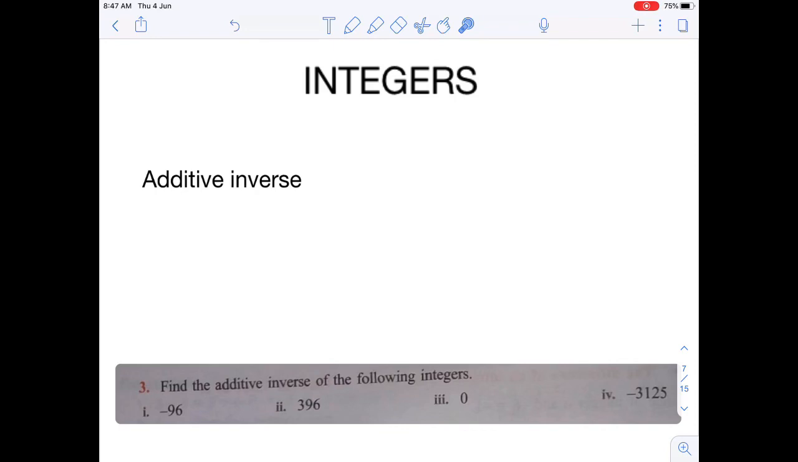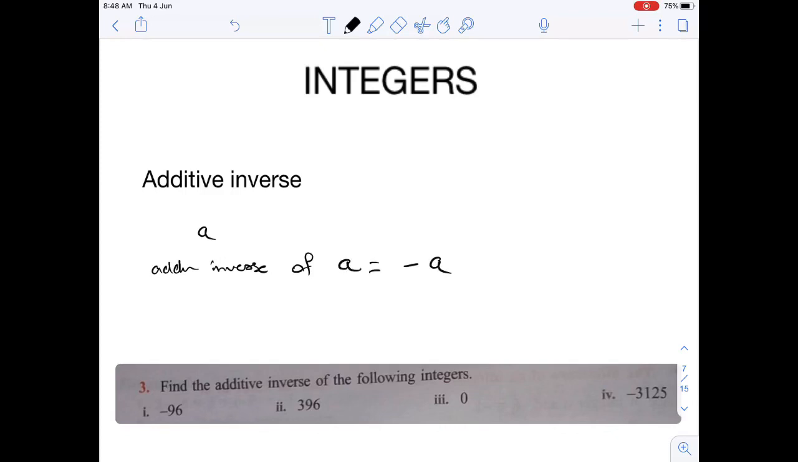Let us start with additive inverse. What is additive inverse? Additive inverse means opposite. Additive means plus, inverse means opposite. So additive inverse means the opposite of addition. We all know that we write negative as the opposite of addition. For example, if we have a number a, the additive inverse of a will be minus a.